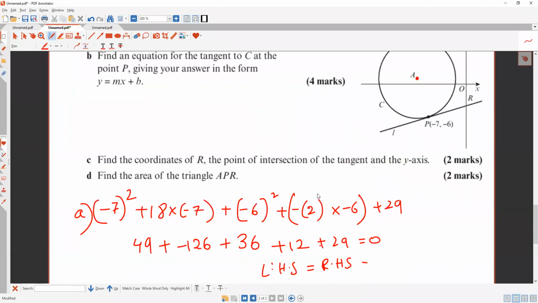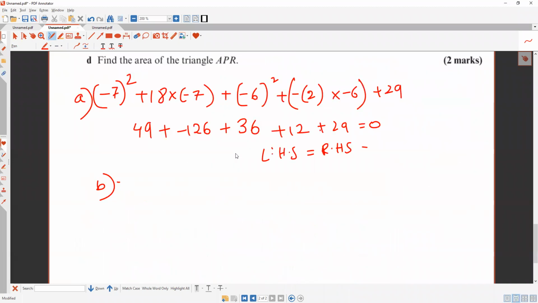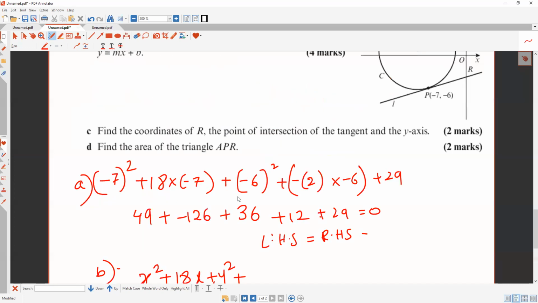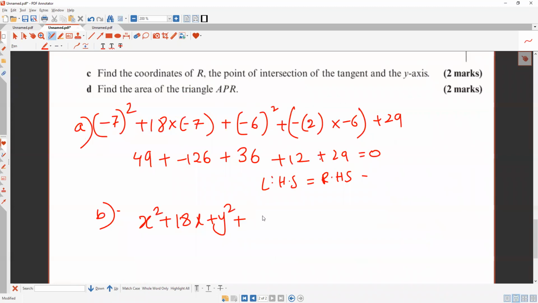So now where I left off in B part. First thing I need to find is the center over here, because I need to find the center and the radius too. Okay, so what is the center? x square plus 18x plus y square, minus 2y plus 29 equals 0. Arrange all of this together.